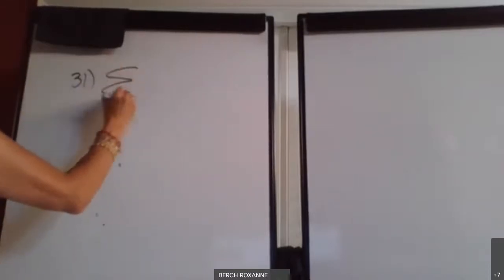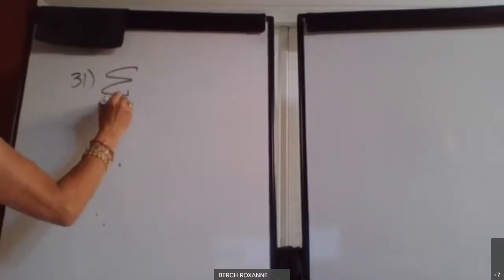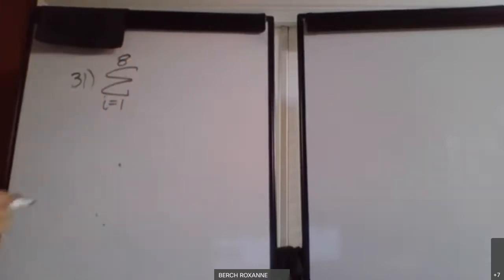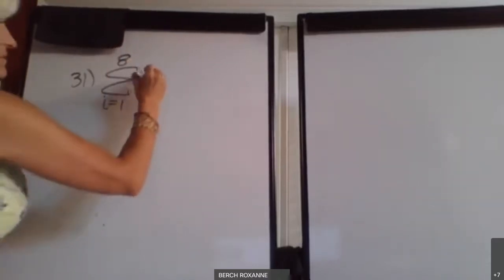Can you work number 31 for 10.3, Ms. Birch? All right, so this represents a sum of numbers, so adding numbers. So in 31, we have from, which is the lower limit or lower index, from 1 to 8 of 3 to the i.